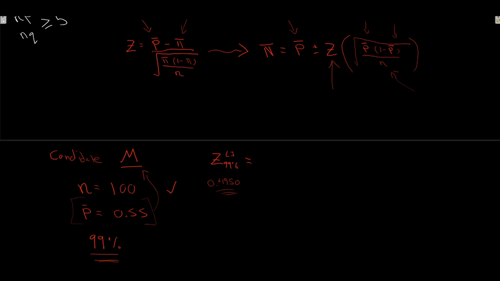So we jump to our stats table, we're looking for 0.4950. As we're looking for 0.4950, we get, we already looked this up, 2.575. So that's plus or minus 2.575. That's my Z value.